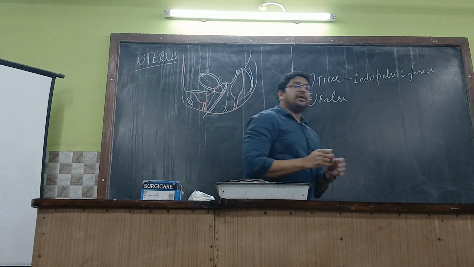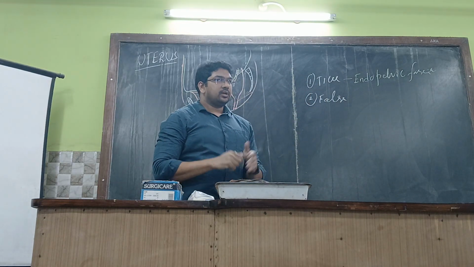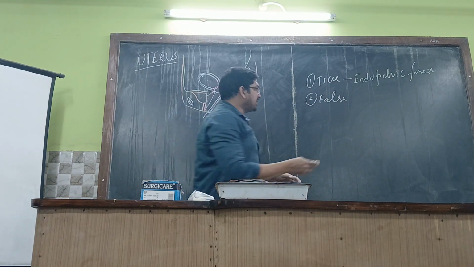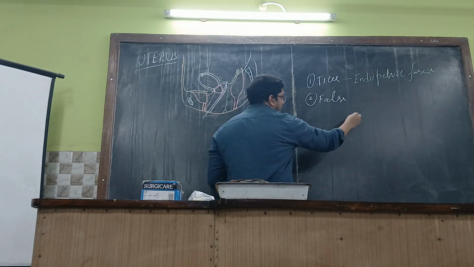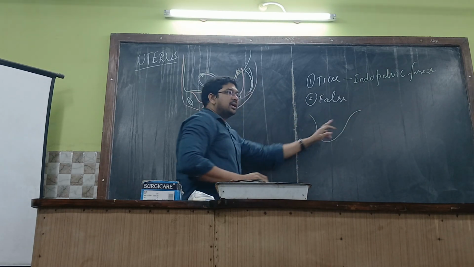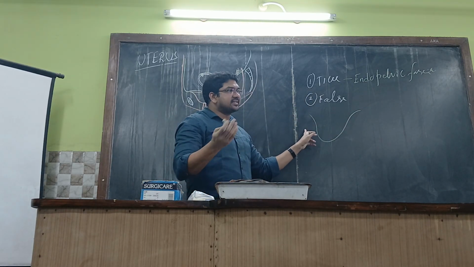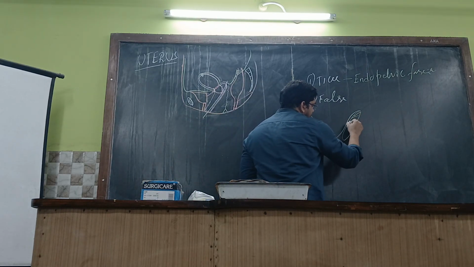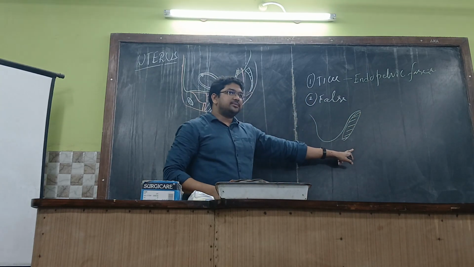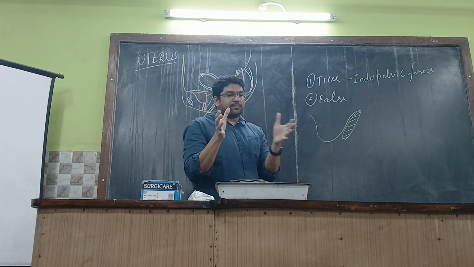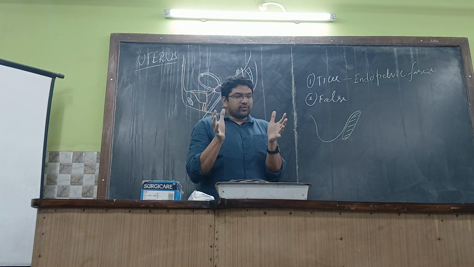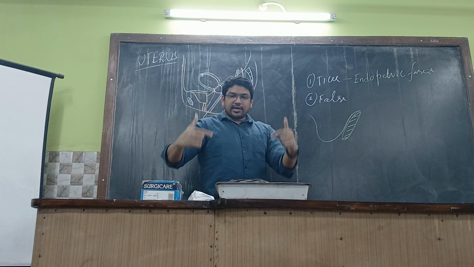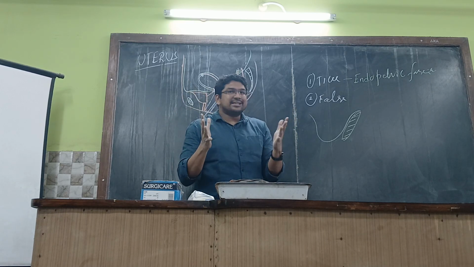What is endopelvic fascia? Very easy. I have already described how the pelvic fascia covers the structures on the lateral pelvic wall and the viscera. So which muscle is this? Obturator internus. Imagine the lateral pelvic wall. It has the obturator foramen, and around it is the obturator internus muscle.